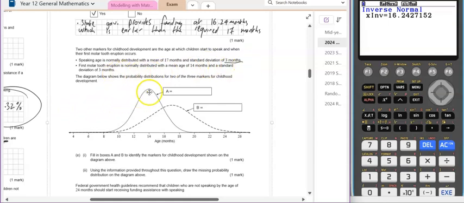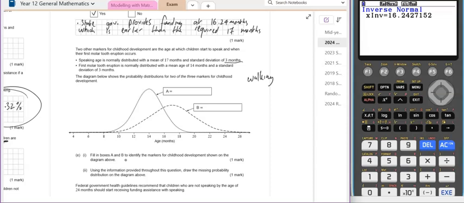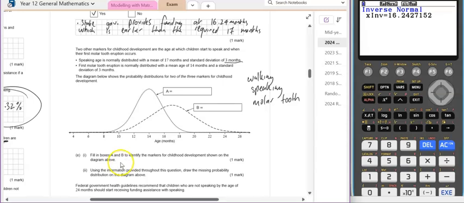The diagram below shows the probability distributions for 2 of the 3 markers for childhood development. It says here, fill in boxes A and B to identify the markers for childhood development shown on the diagram above. A lot of information there. Basically, we've got 3 markers. Okay, when they start walking, when they start speaking, and when that first molar tooth erupts. So we have to basically match these 3 up with 2 of these curves that we've been given.